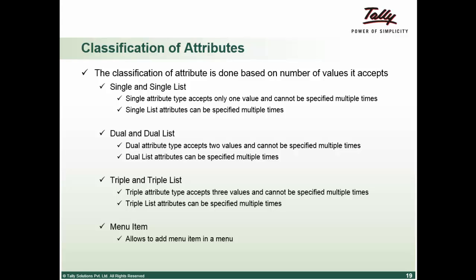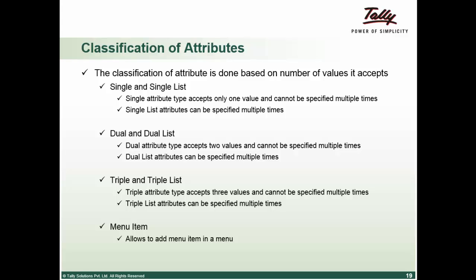A dual list type attribute accepts 2 values and can be specified multiple times. For example, the set attribute at report level takes 2 parameters, the variable name and the variable value, and the set attribute can be used multiple times.